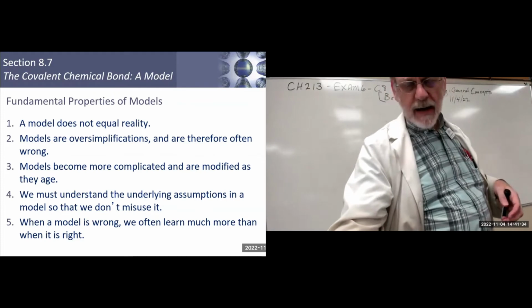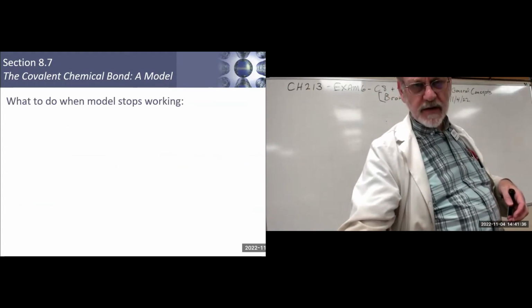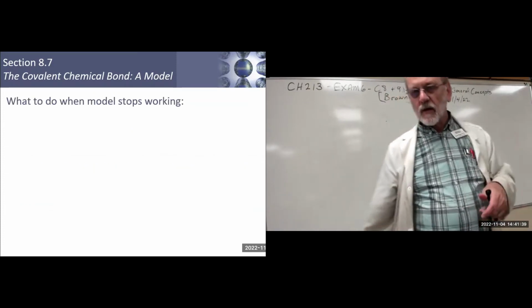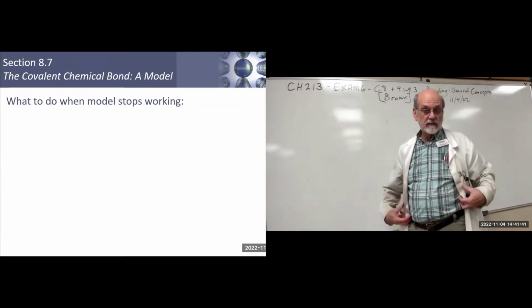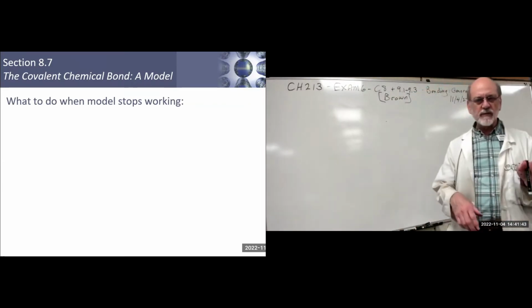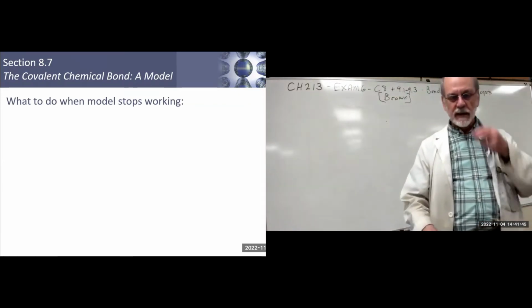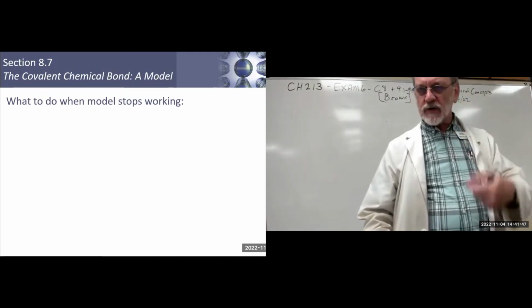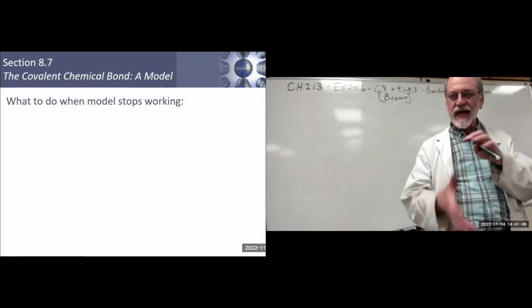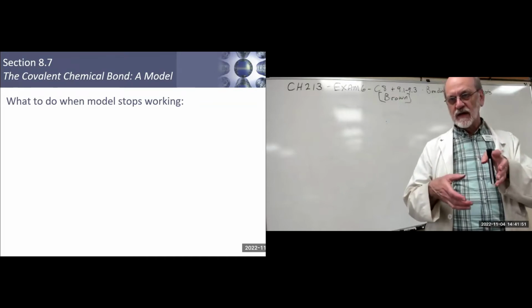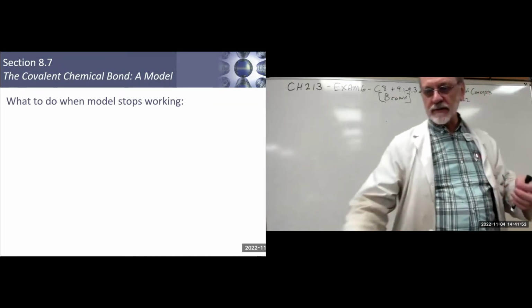So I may have said something about this before. What do we do when a model stops working? Even if I've explained this before, it bears repeating. When a model stops working, when it won't predict behaviors of a system accurately, what do you do with it?